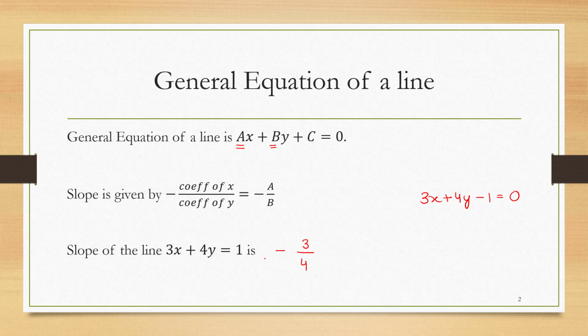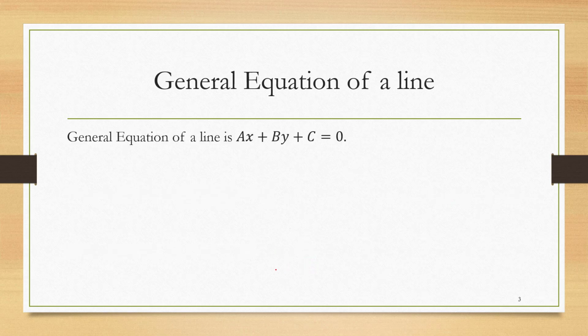Though if we don't change this equation by taking minus 1 to the left, there is no difference in the slope. But yes, it will make a difference when we are calculating x-intercept and y-intercept. So we will make it a habit in the beginning only that we will take everything to the left side and the right side has to be completely 0. So the slope of the line is minus 3 by 4.